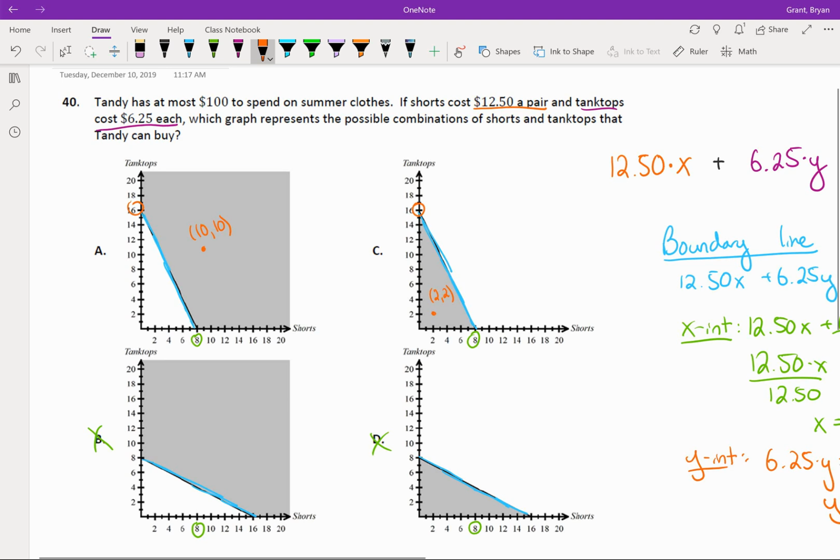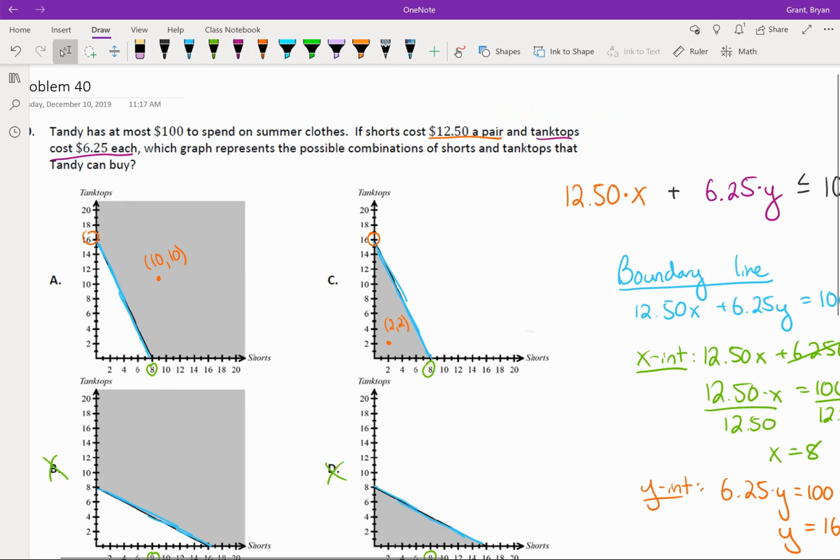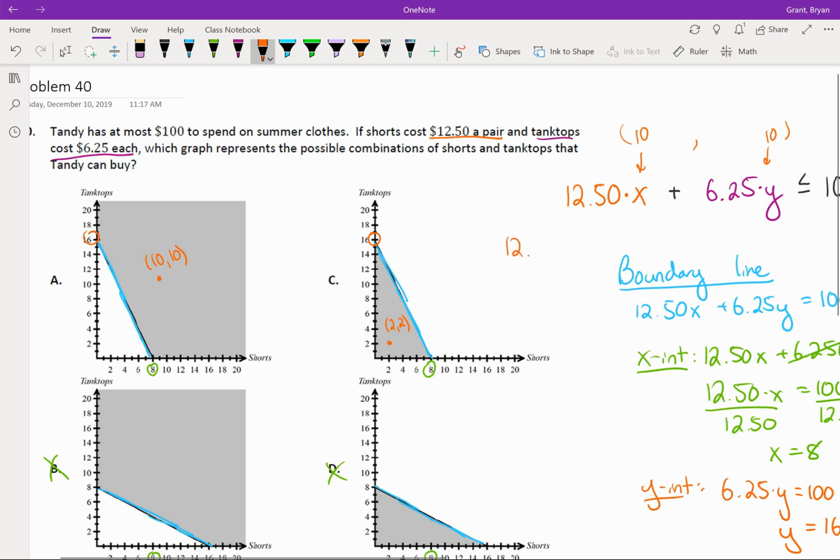If a point is in the shaded region, that means that the point should be a viable or a possible option for Tandy. So we need to think, is the point (10, 10) okay for Tandy? Or will that cause her to spend more than $100? And that's pretty easy to check. We would just plug 10 in for x, 10 in for y, because the point is of course (10, 10), and we do the math. However, 1250 times 10 is 125, just moved the decimal once, and that's already way too much. So it shouldn't surprise you that all the points on this shaded region are going to be way too much. They're all going to be over $100.